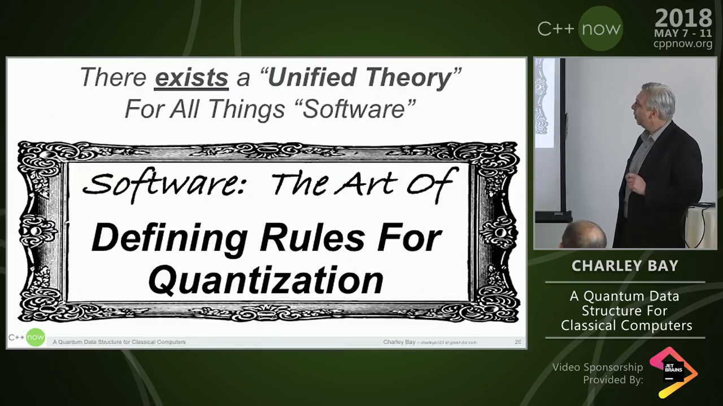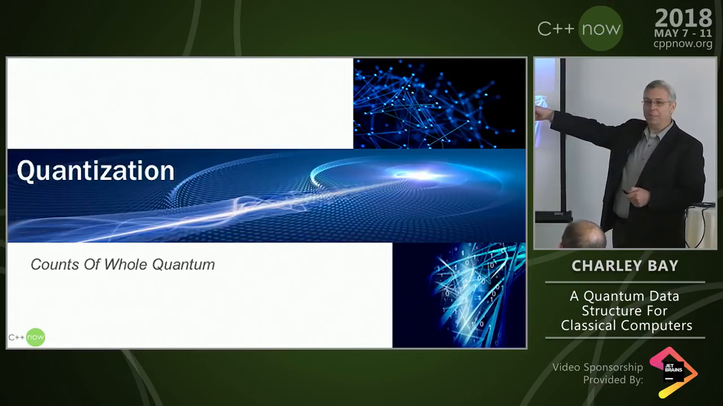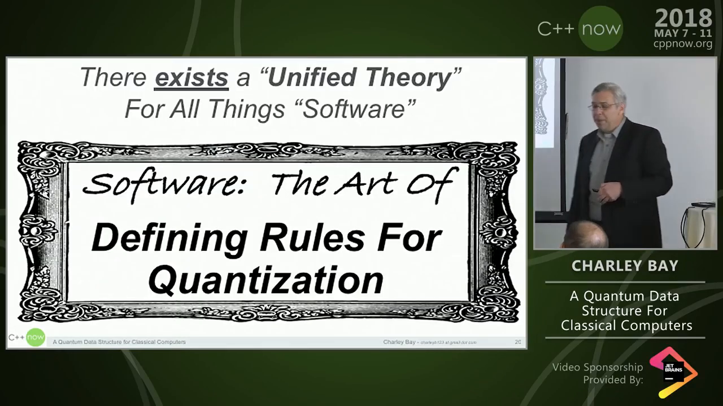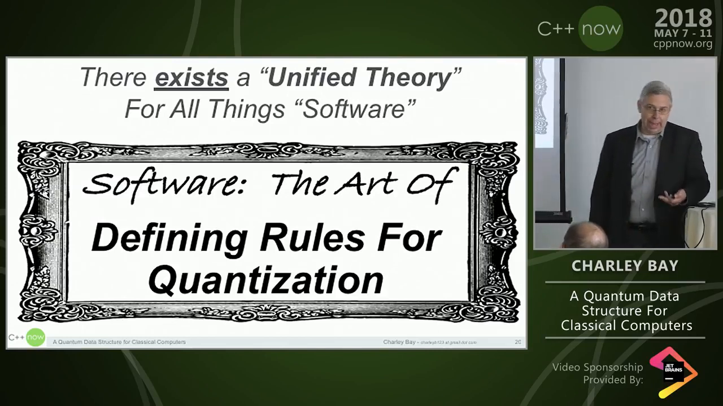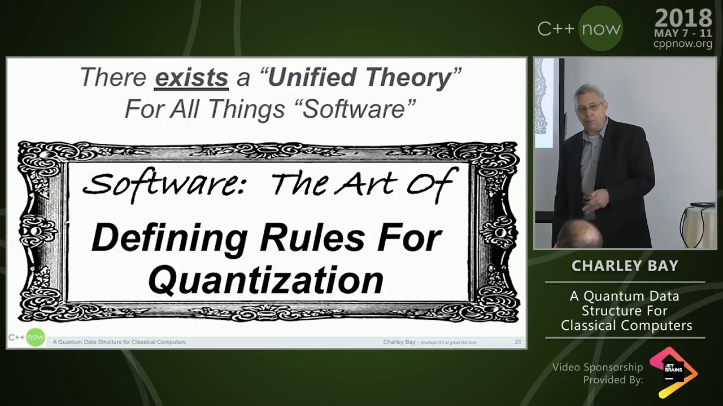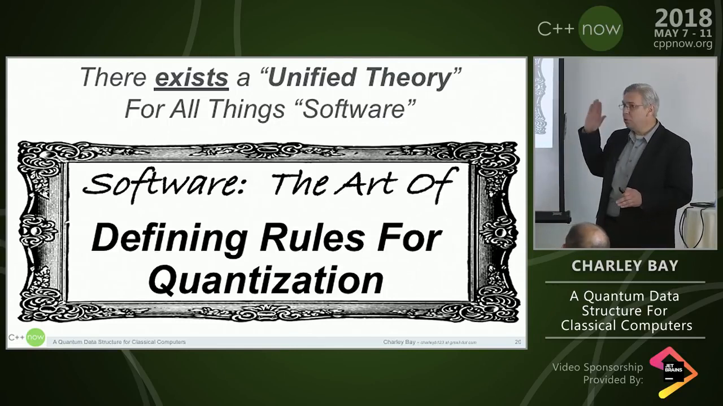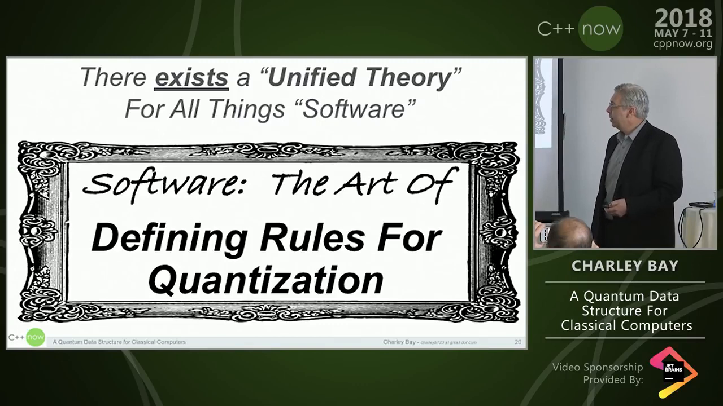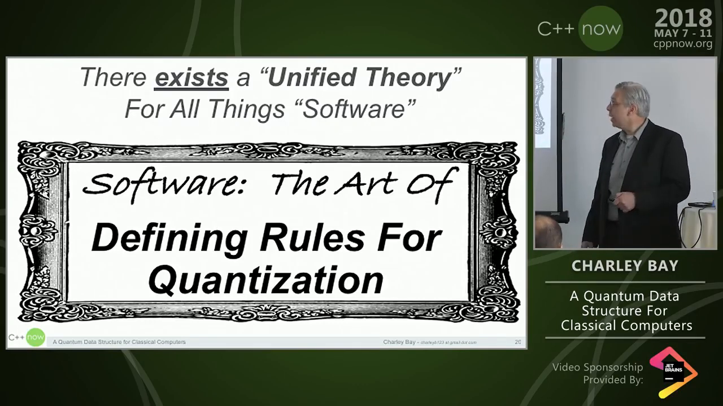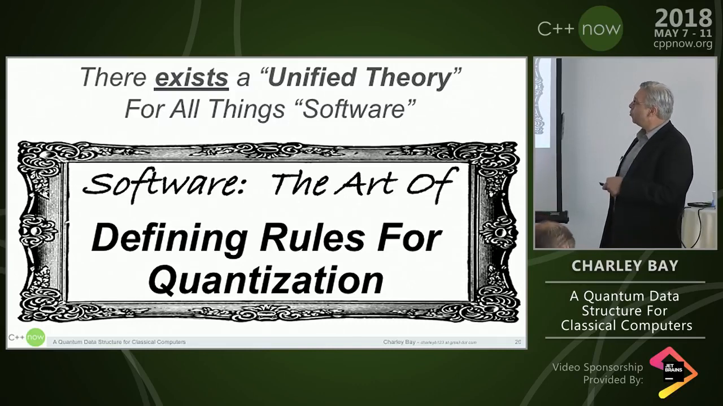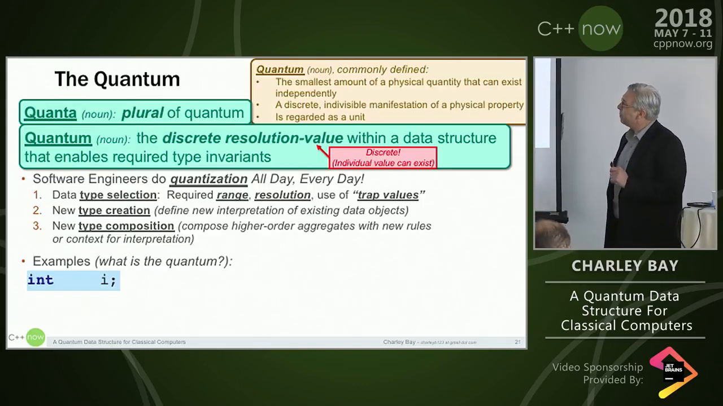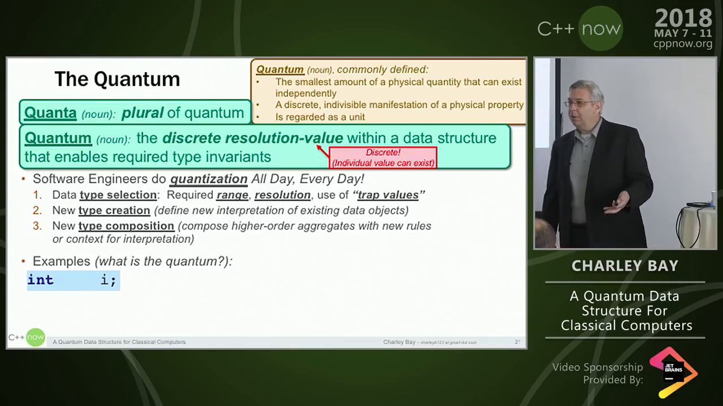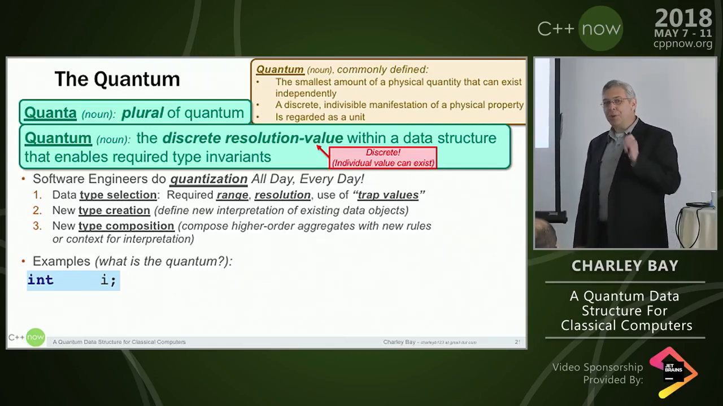Quantization. Oh, counts of whole quantum, that's all it is. There is a case to be made that the art of software is the art of defining rules for quantization, for measuring. And that's actually very consistent with what we're already doing, and that's just this word quantum. We're measuring counts of whole quantum. So this is what we do all day, every day. Let's have a look. Quanta, it's plural for quantum. Quantum, the discrete resolution value, that's it. It's a whole number usually.